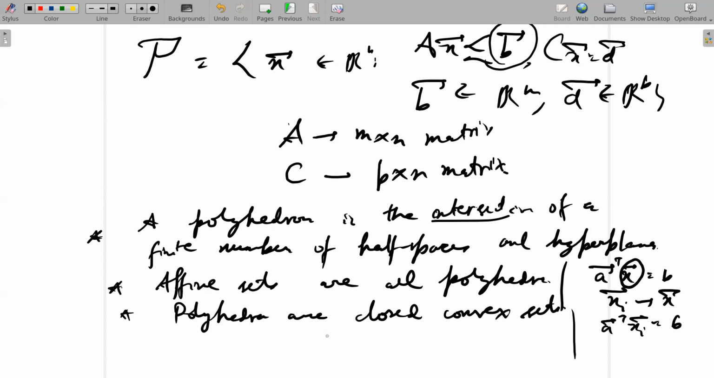Not all polyhedra will be compact, because affine sets in general are not going to be compact unless it's just a point. Points are, by the way, affine sets, because the origin is a zero-dimensional linear subspace. You translate it, you'll get some points. Points are affine sets, so those are compact, but the rest of the affine sets are not going to be compact. But in order to even show that a maximum or minimum exists, we need some sort of compactness. So this closure comes in handy.